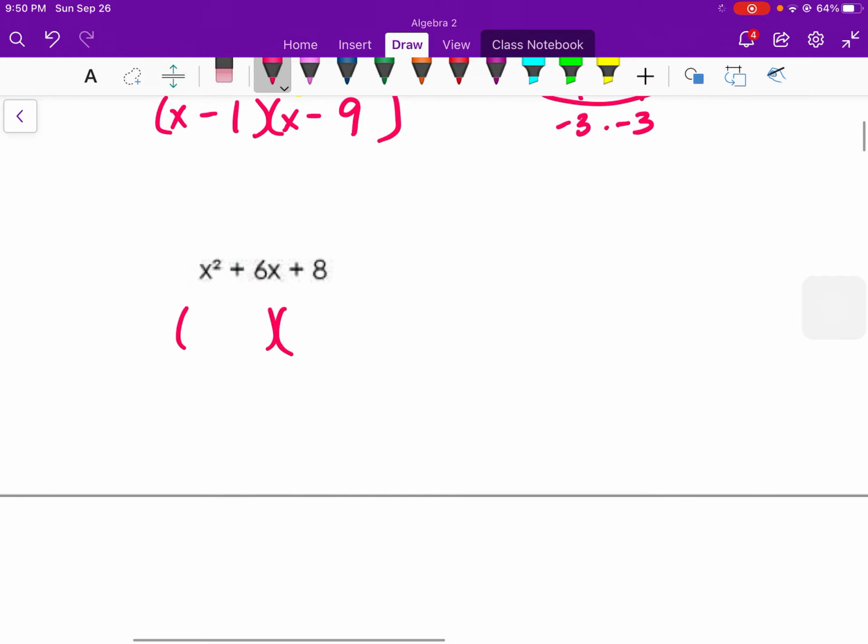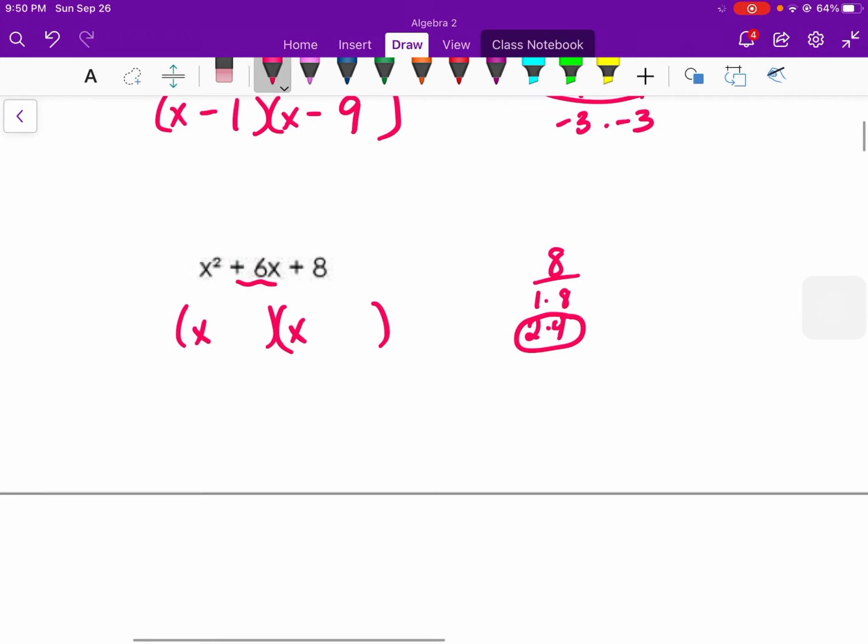The next one is x squared. Again, we know it's going to be x times x. This time we need it to multiply up to positive 8, but add up to positive 6 in the middle. So you have factors of 1 and 8, 2 and 4, 4 and 2. So I want positive 6 and positive 8. So this one works, x plus 2 and x plus 4. I'm going to get x squared at the beginning and 8 on the end. And then in the middle, I get a 4x and then a 2x, which makes the 6x in the middle.